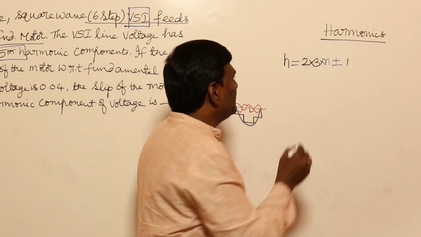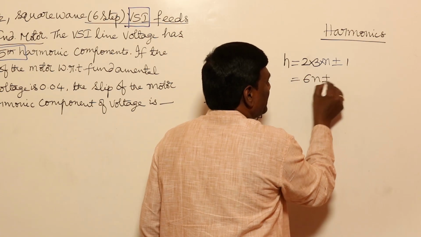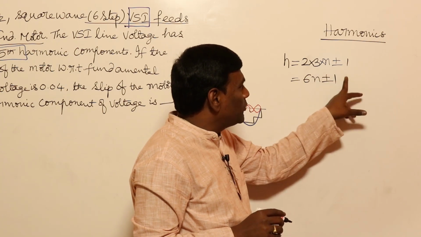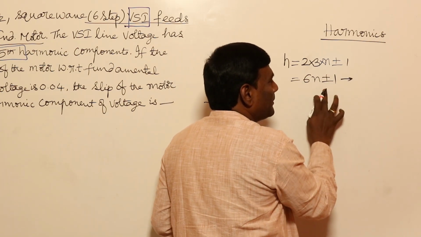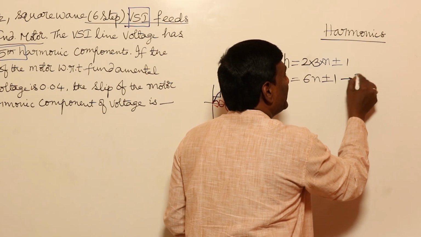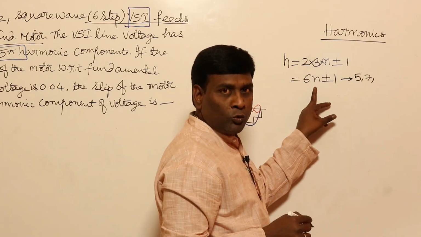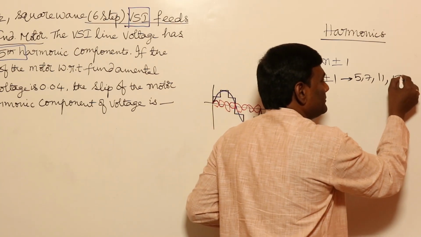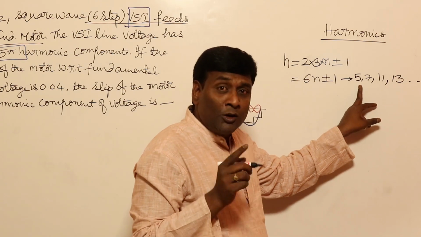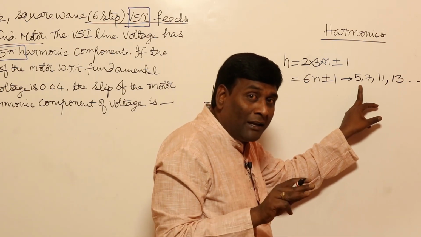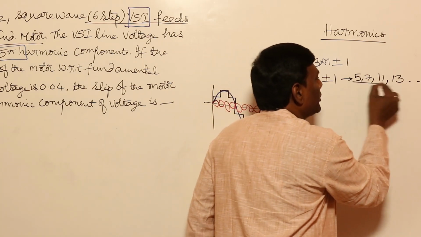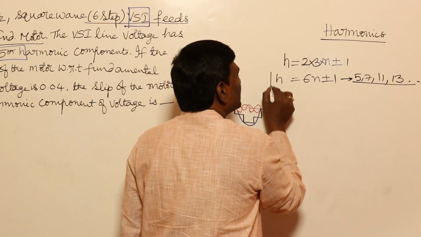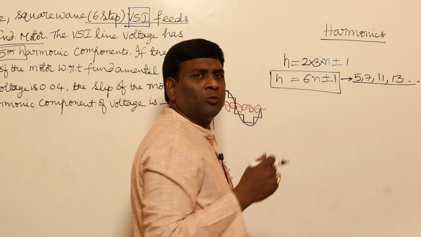Now if you see, just wait, 6n plus or minus 1. If n equals 1, 6 plus 1 is going to be 7, 6 minus 1 is going to be 5. And for n equal to 2, 6 into 2 is 12, minus 1 is 11, 12 plus 1 is 13. So in these harmonic components, are you getting even? No. Are you getting triplen, third harmonic component? No. So these harmonic components have to be analyzed in rotating machines. So this is going to be the equation for a generalized harmonic component.